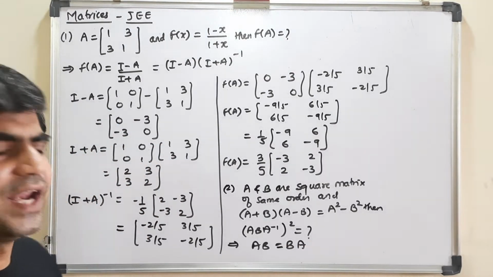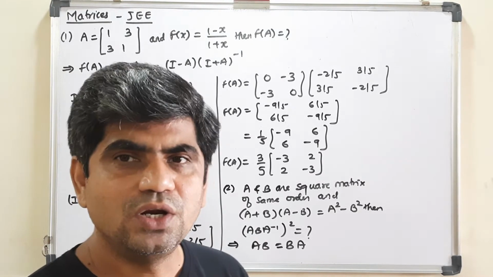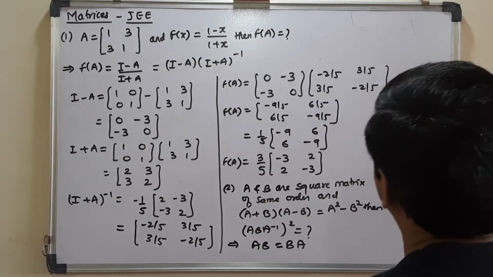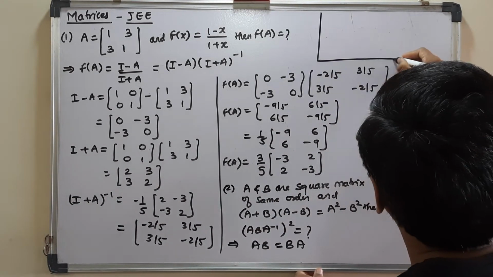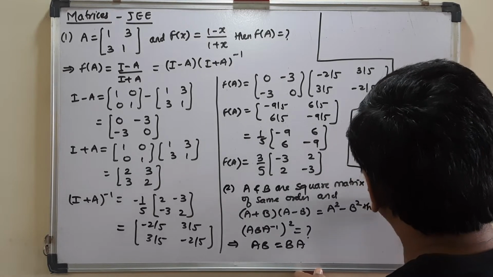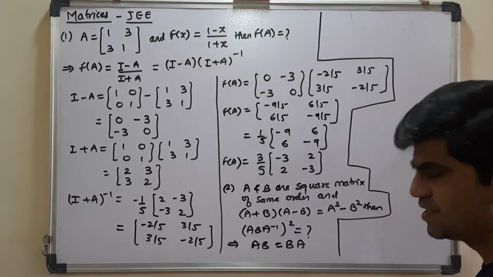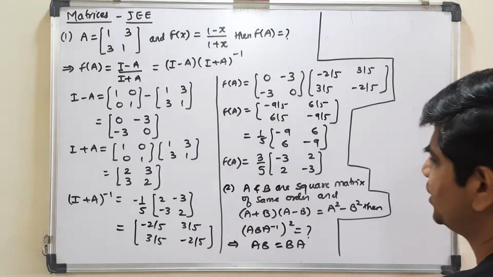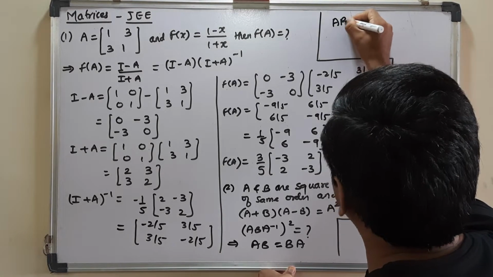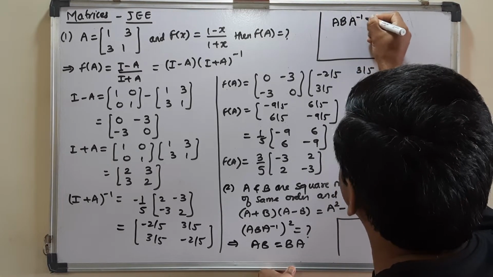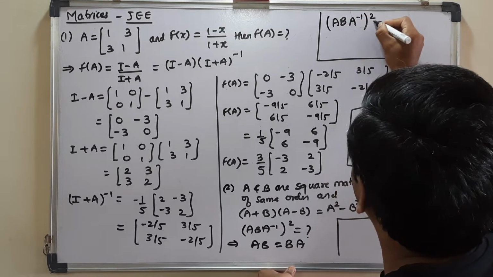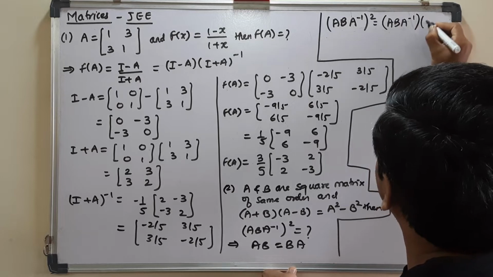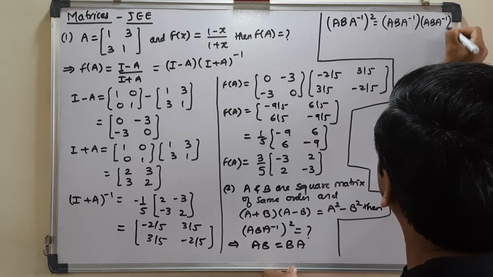So this is a very important thing which is obtained for me. Now if I go to this particular part, that means the matrix multiplication is commutative. Okay, it can commute. So here, AB A inverse, the square. So I will get here AB A inverse into AB A inverse.